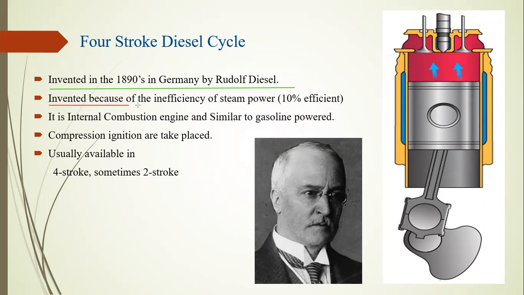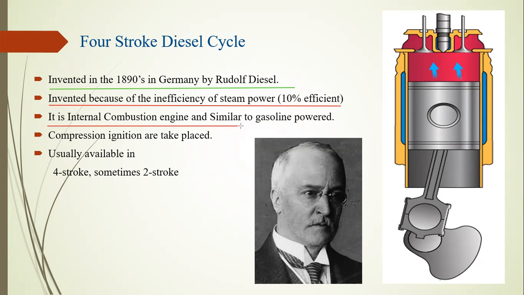It was invented because the efficiency of the steam power engine is very low, nearly 10%. Steam power is produced by the steam engine, which gives high-pressure, high-temperature steam, and this steam is converted into mechanical work, but the efficiency of the steam engine is very low, nearly 10%. So the scientist Rudolf Diesel invented the four-stroke diesel cycle.